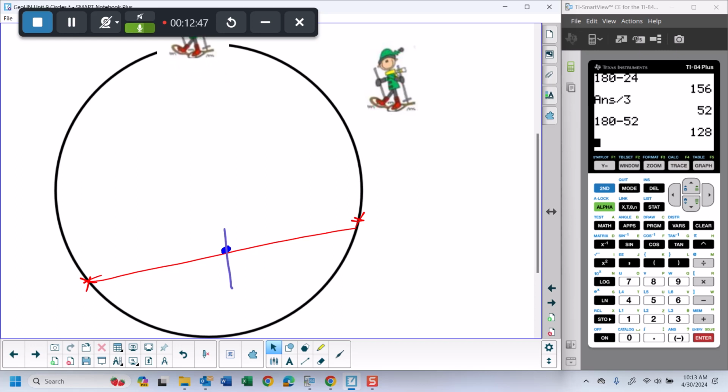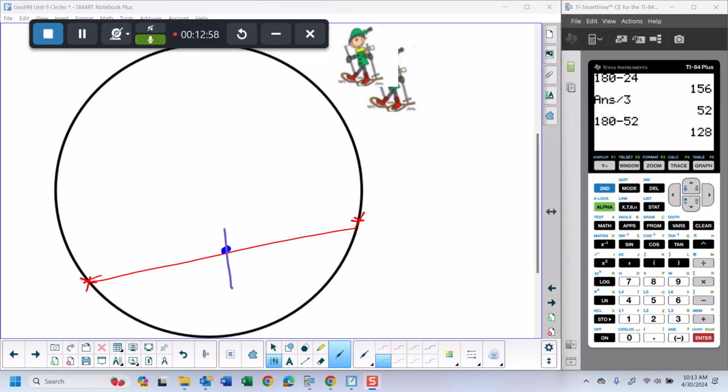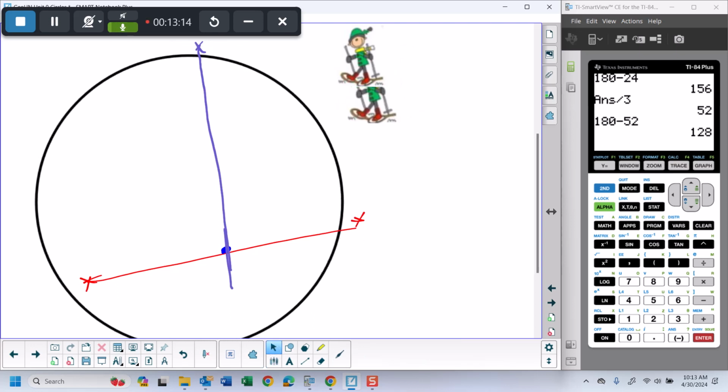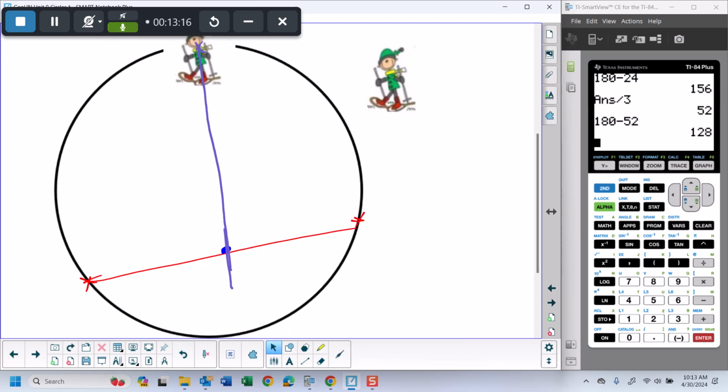Once he gets up to here, what happens? He can't hear the signal anymore. So what he's going to do is mark where that happens. And then he's going to make sure that this is a perpendicular line. So here he is at the top, at the top of the circle. He can't hear the signal anymore. What's he going to do now? Come all the way back. So he's going to walk.